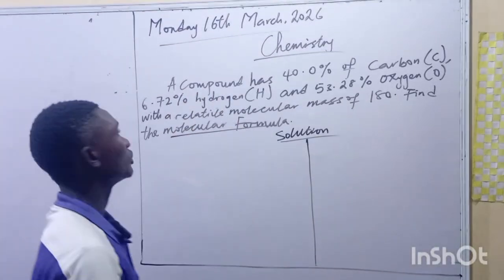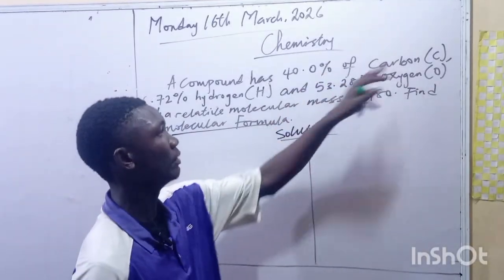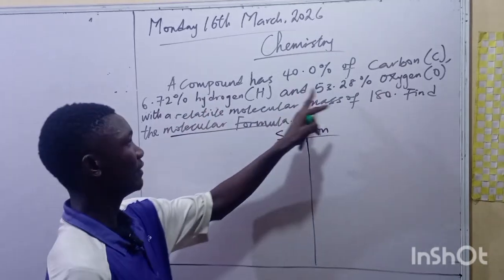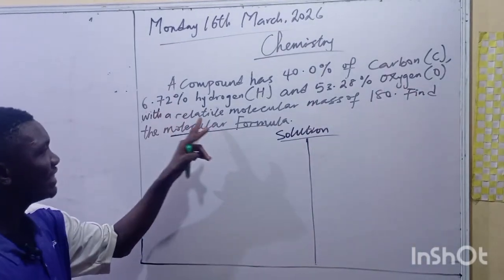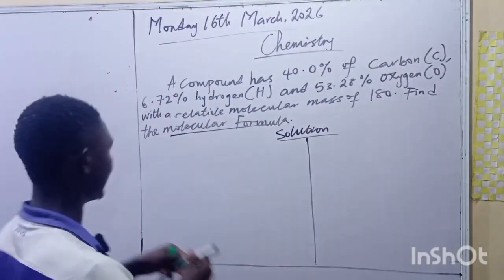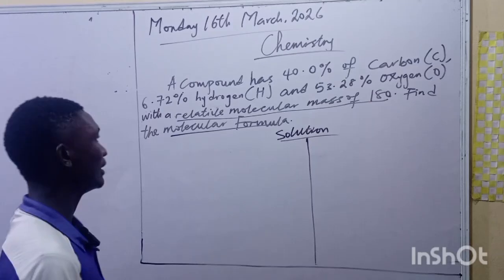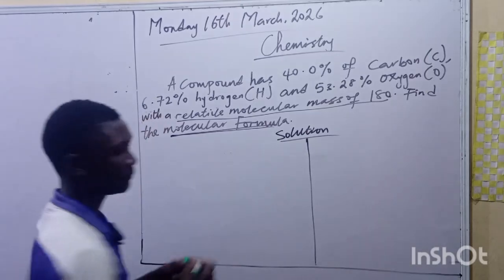Let's take a look at this chemistry question. A compound has 40% carbon, 6.72% hydrogen, and 53.28% oxygen with a relative molecular mass of 180. Find the molecular formula.